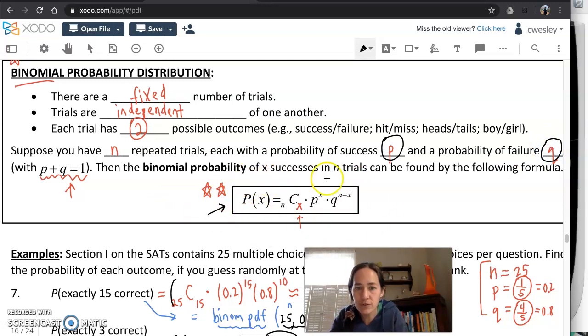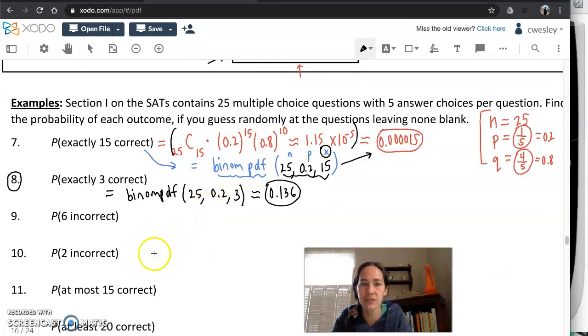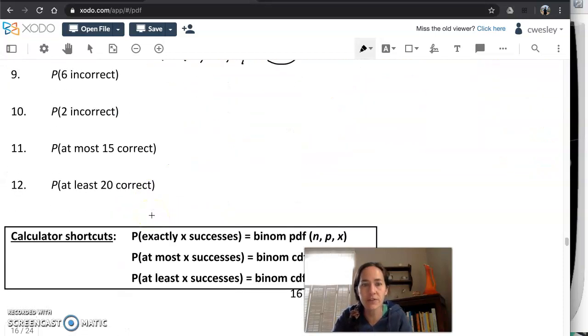This formula is useful, don't get me wrong, because it will calculate a probability in any binomial distribution, but our calculator gives us a quicker way. So we were just getting into this new notation with this SAT problem, binom PDF, and there's another one called CDF that we'll go over.